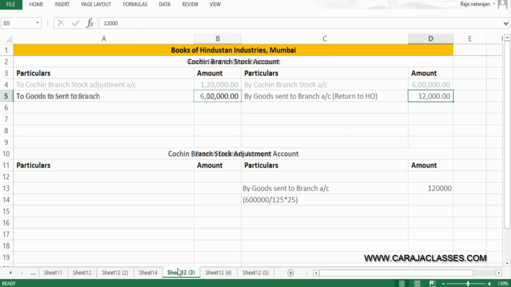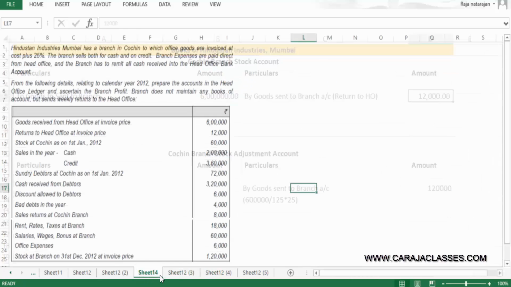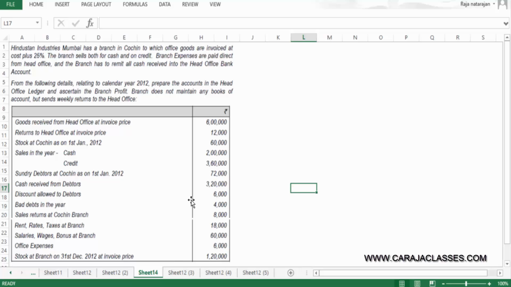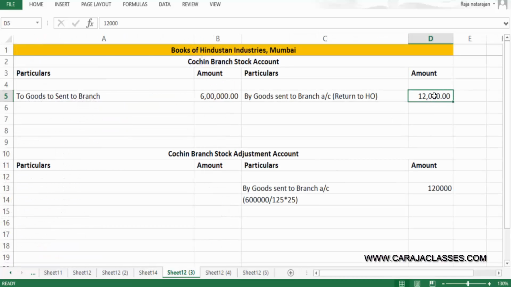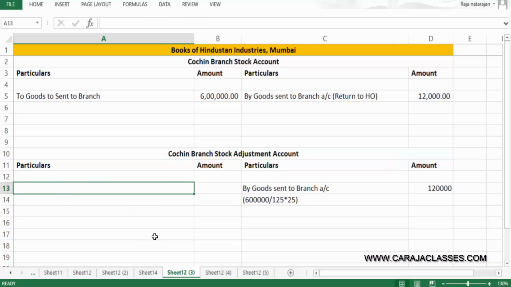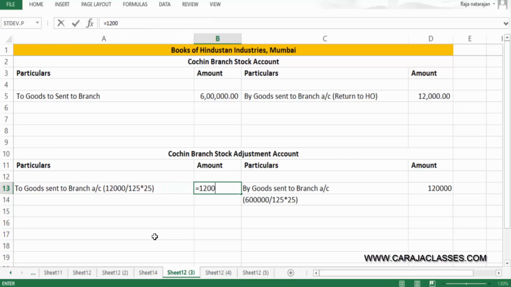Now there is a profit element here, because the question says return to HO at invoice price. So invoice price means this includes profit, so that profit has to be removed by adjusting in the branch stock adjustment account, right? So we'll say Cochin branch stock adjustment account to goods sent to branch account. And how is it calculated? It is 12,000 divided by 125 multiplied by 25, we get 2,400.